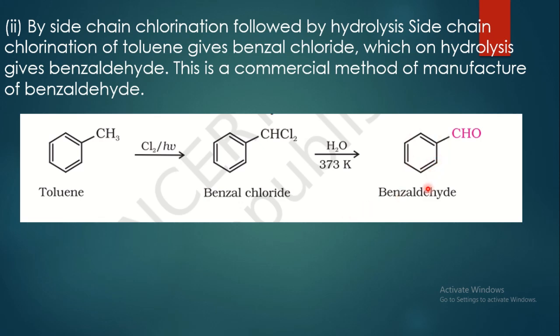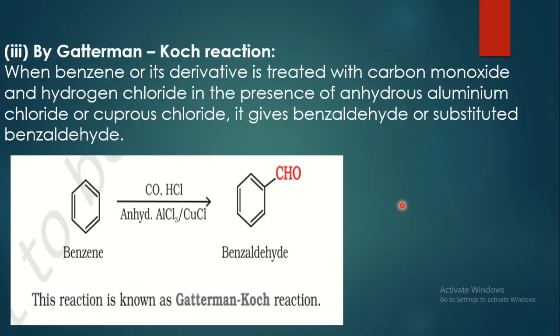So these are a couple of preparation methods through which you have understood how aldehydes are prepared. Now this is one of the highly essential reactions, that is Gattermann-Koch reaction. When benzene or its derivative is treated with carbon monoxide and hydrogen chloride in the presence of anhydrous, that means not hydrated, anhydrous aluminium chloride or cuprous chloride, then it gives benzaldehyde or substituted benzaldehyde.